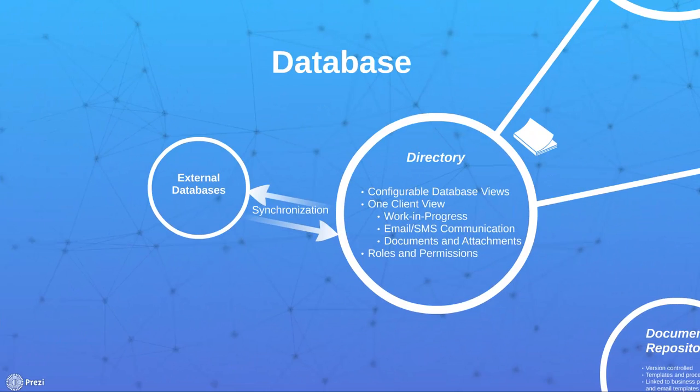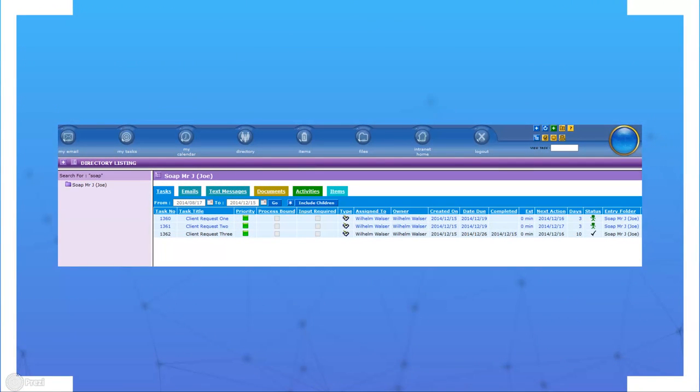A core function of the directory is providing a single client view on any client within your database. This makes it possible, with a click of one button, to access all work in progress for any client, all emails and SMSs ever sent or received to or from a client, across the entire organization, regardless of who sent or received the email. WorkPool also extrapolates all documents and attachments into a single client view, whether they were scanned and manually attached into the system, sent or received via email. WorkPool allows you to quickly and easily access your information with a click of a button.